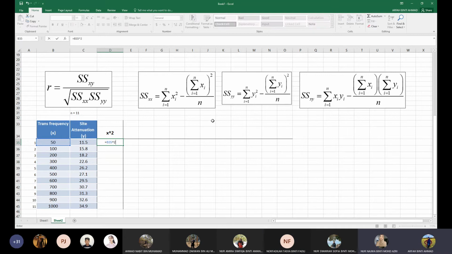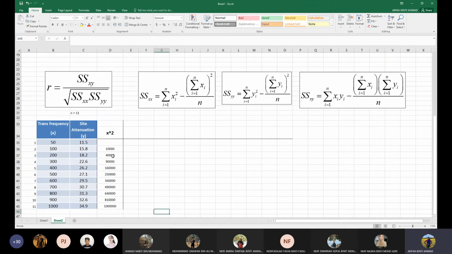Tak payah bracket. Kuasa, bukan square root. Shift 6. Dapat. Dapat yang lain? Lepas tu tarik. Enter dulu sebelum tarik. Lepas tu baru tarik. Okay, betul jawapan Najwa. Thank you Najwa. So itu je. Siap. Kau tak payah nak tekan satu. Yang lain dapat tak? Ke nak saya repeat balik? So hopefully yang lain dapat.